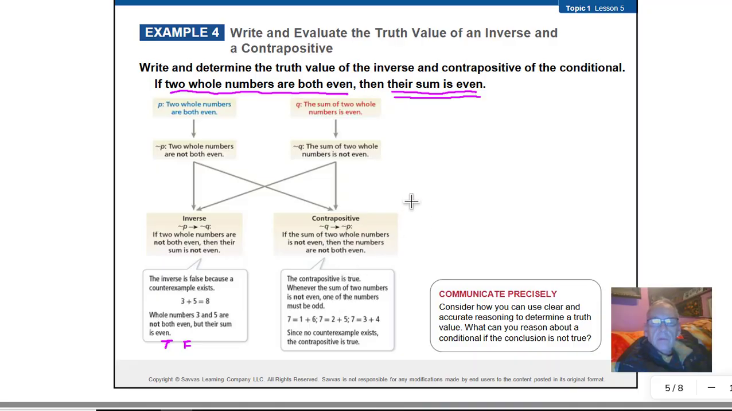Let's use 1 and 2. 1 and 2 adds up to 3. Here we have the sum of two whole numbers that isn't even, and the numbers are not both even. So we have a true hypothesis part, and we have a true conclusion part, which makes the statement true. Okay, let's move on.